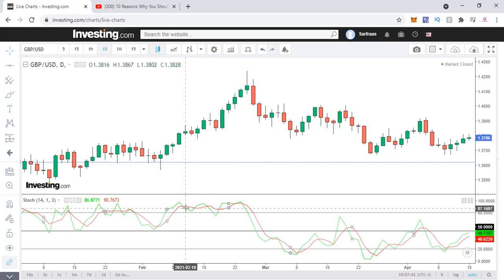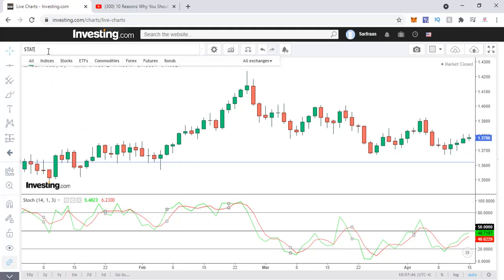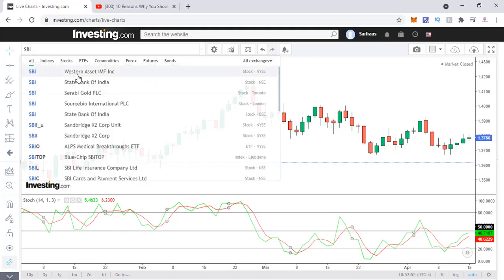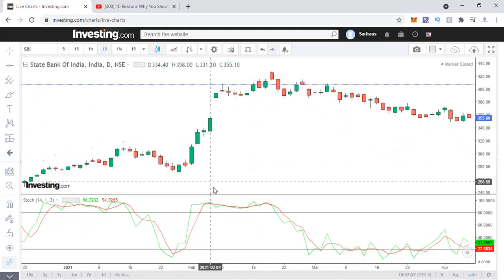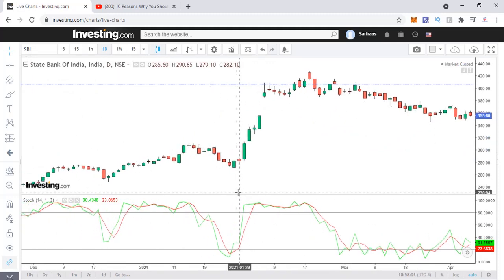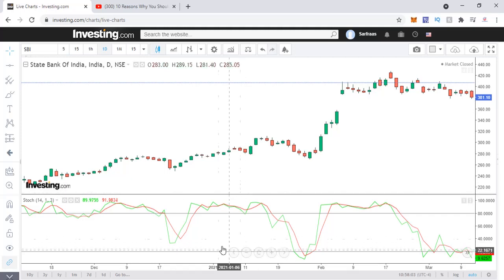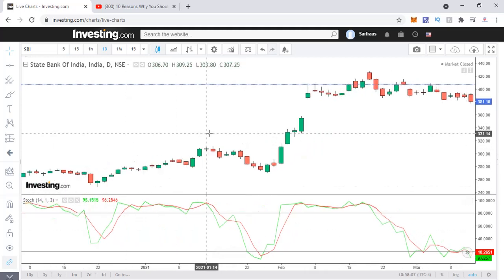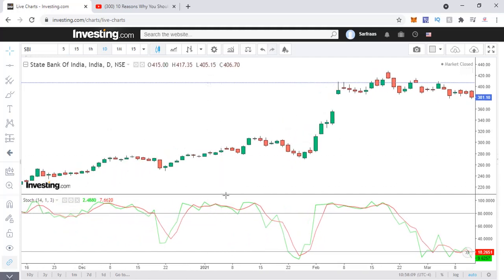Now let me change this from GBP to a stock, probably, because in forex there is a lot of variation and volatility. So I want to, okay, somewhat over here, a little more. So you see here there is a script of SBI right now on a daily basis.